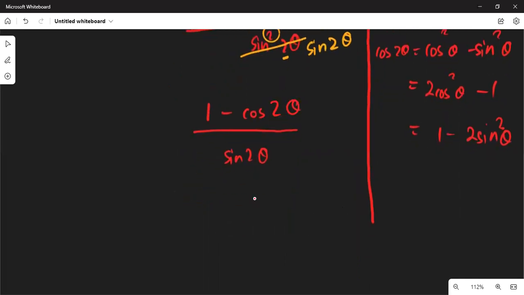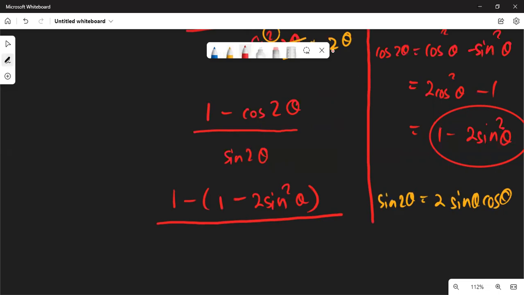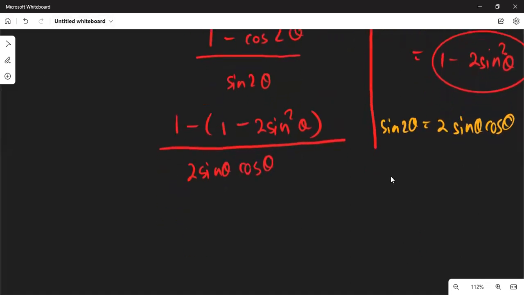So we can use this one, 1 minus 2 sine squared theta, in place of this cos 2 theta here. So it's going to be 1 minus, we open bracket because this is an expression that we are supposed to substitute here, which is 1 minus 2 sine squared theta, everything over sine 2 theta. We know again our identity for sine 2 theta, that sine 2 theta is equivalent to 2 sine theta cos theta. So we can play around with this identity, and it's going to be that here, which is 2 sine theta cos theta. All right. Seems like we're almost there.